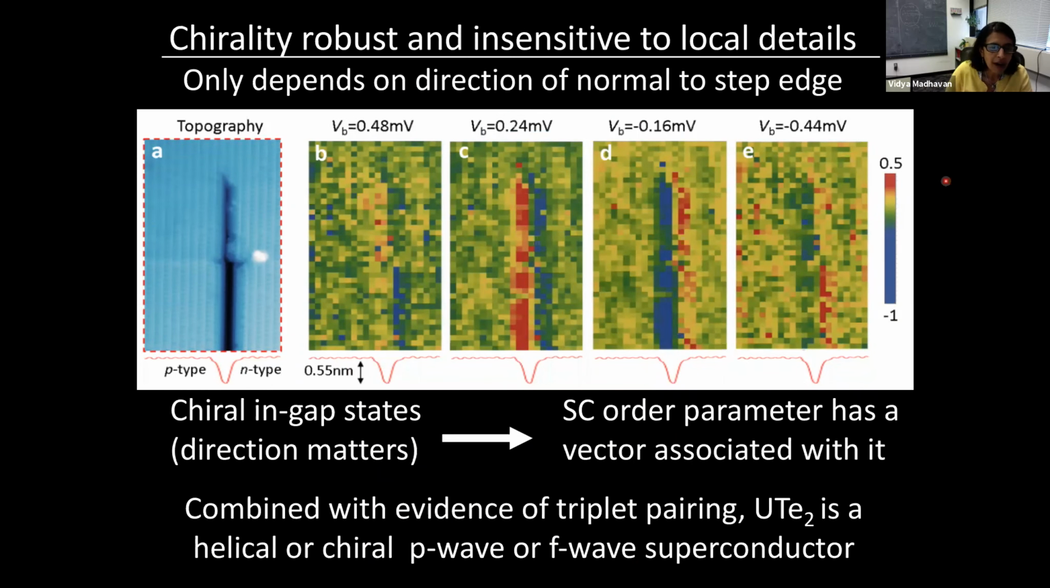So what we find is that in this material, there are in-gap states, so states inside the superconducting gap, that are sensitive to some kind of a vector that's associated with superconductivity. So if you have a vector associated with superconductivity, that immediately tells you that this order parameter should be either some kind of a P wave or an F wave order parameter. It doesn't tell you anything about whether it's chiral or helical, but the fact that you have chiral in-gap states, by that I mean states with this handedness that are sensitive to direction, so this direction and this direction are different in your superconductor, tells you that your superconducting order parameter has a vector associated with it.